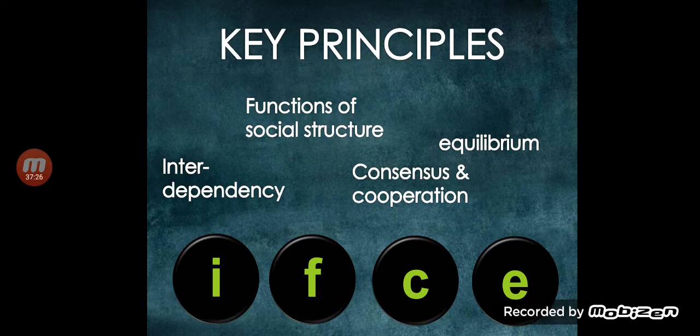Okay, so these are the four key principles in structural functionalism by Talcott Parsons: the interdependency, functions of social structure, consensus and cooperation, and equilibrium. Is it clear? Okay.